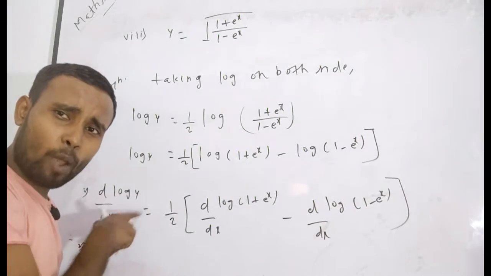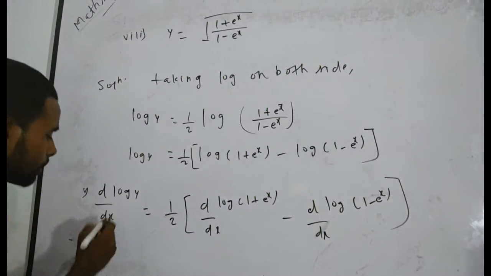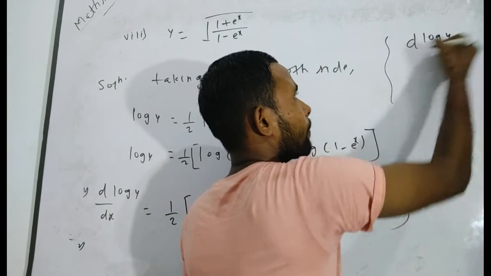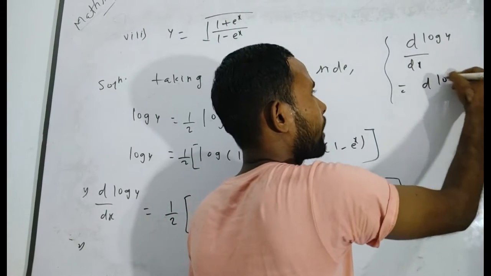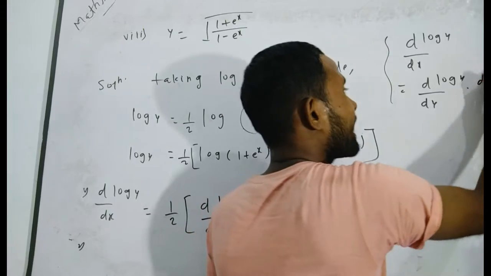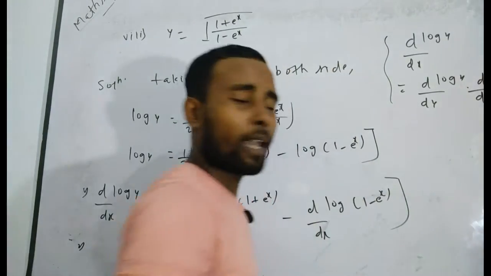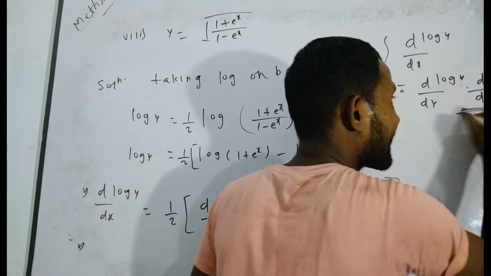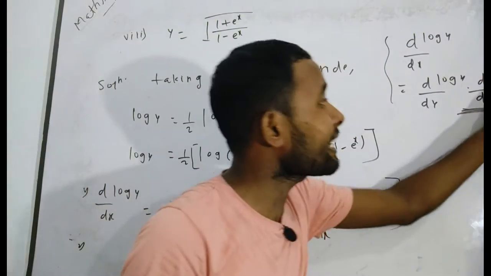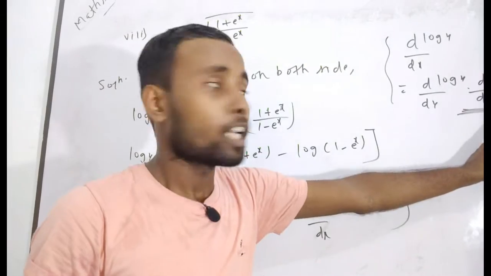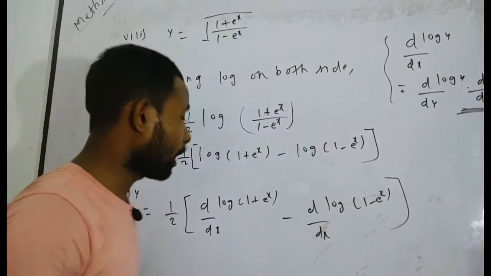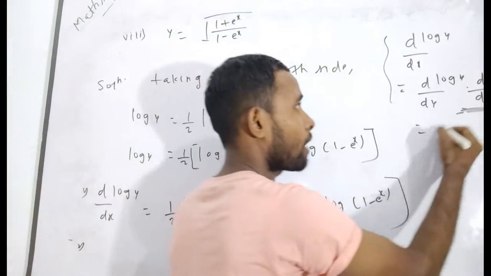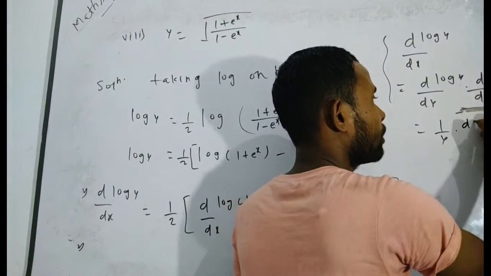If you ask me about the derivative of log y with respect to x, you can't differentiate it directly. That's why I want to firstly differentiate log y with respect to y, and again you have to differentiate y with respect to x. As you know, you have to find dy dx. Be careful, don't get confused. Can I write the derivative of log y with respect to y is equal to 1 upon y into dy dx?